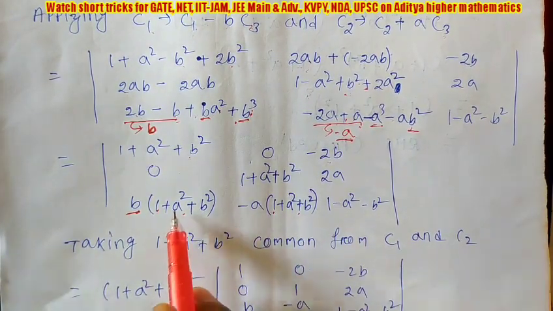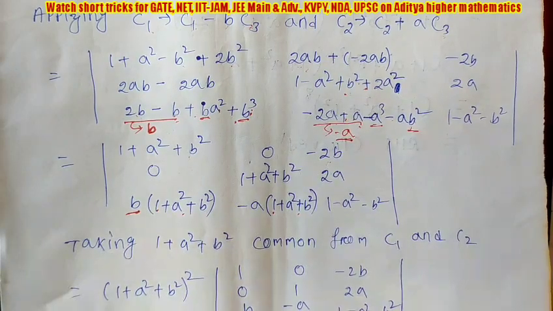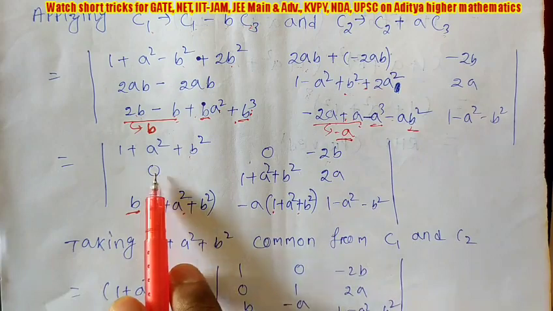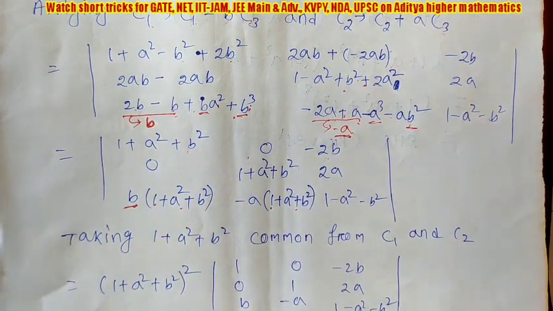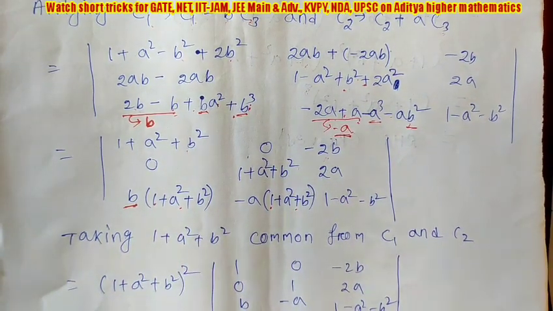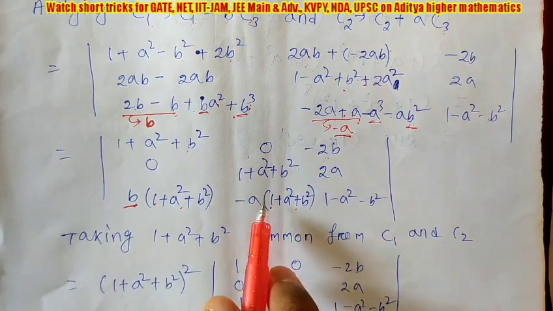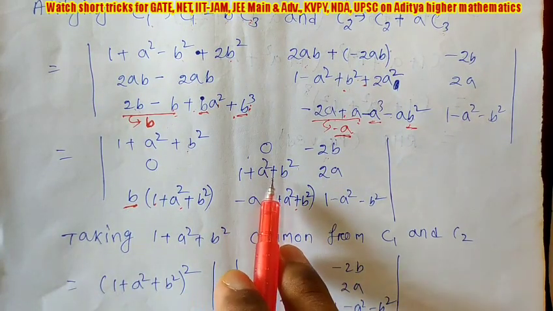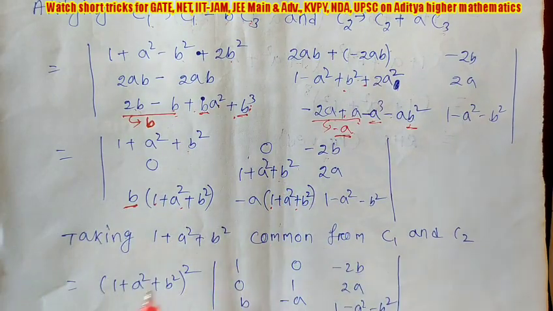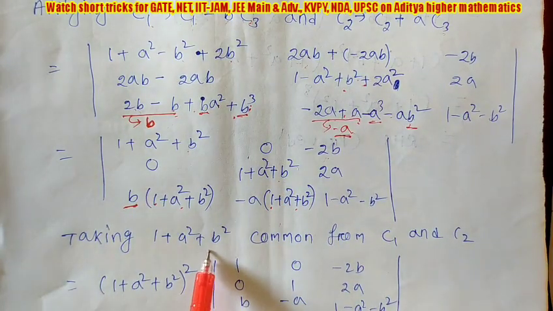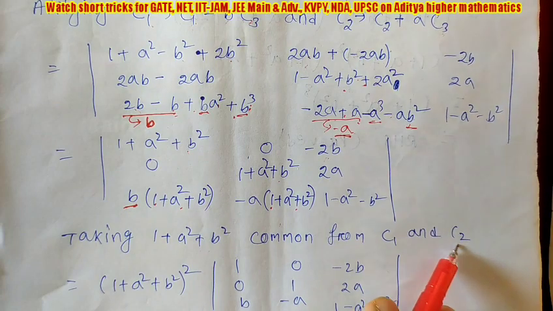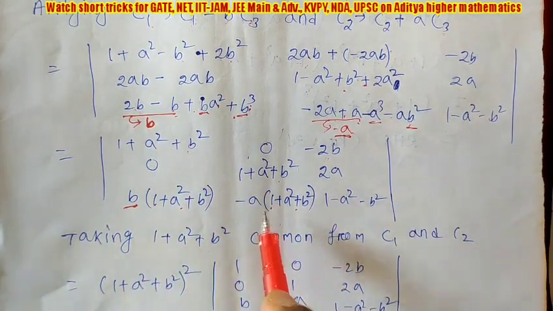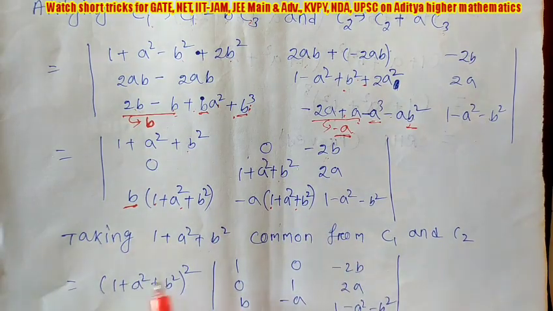After that you see what is common in any row or column. You can see in the first column 1 plus a square plus b square is common, because from 0 you can take anything common. It does not affect. Second column also you can observe. Here you can get 1 plus a square plus b square common. So now I am taking 1 plus a square plus b square common from C1 and C2. Since you are taking it common from both columns, you will get 2 factors, so it is a whole square.